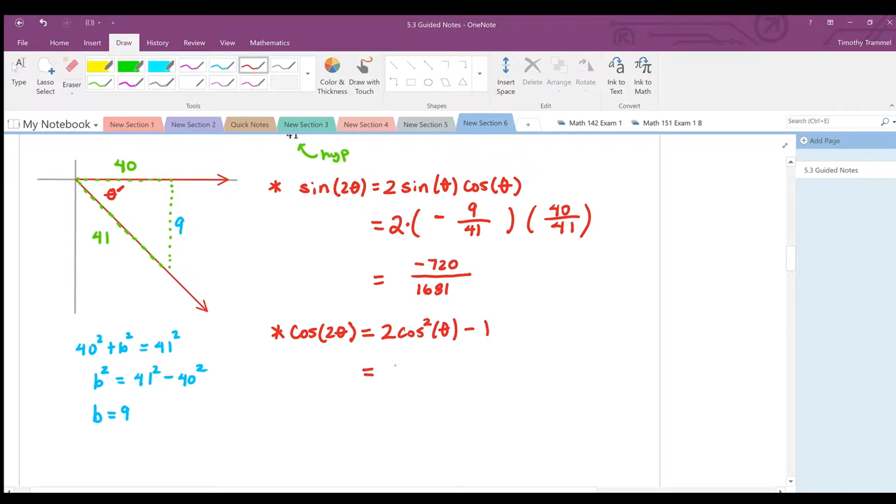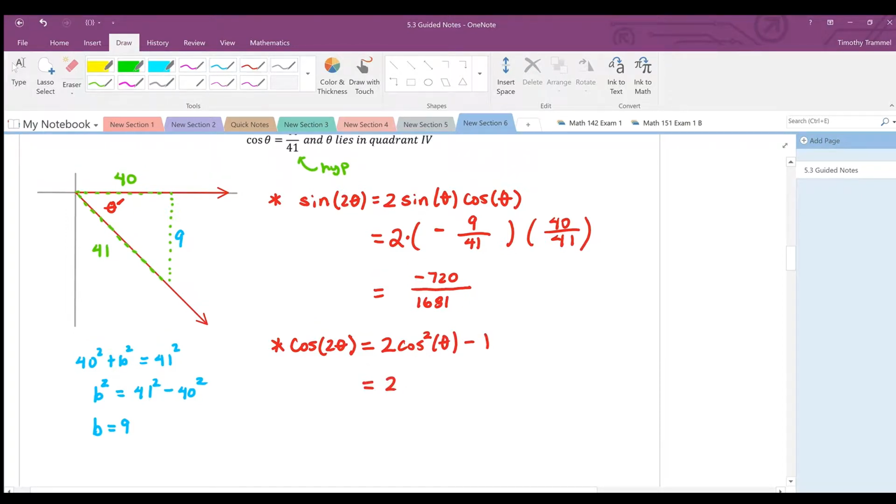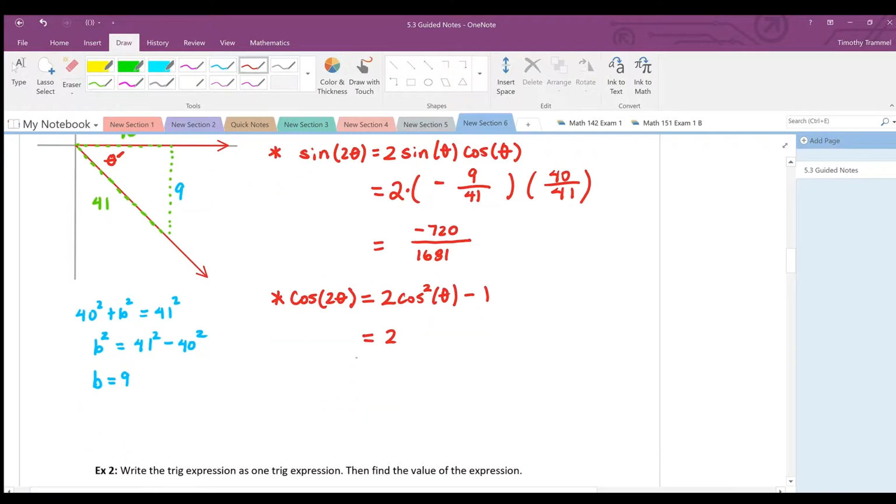Okay. Well, we already know that cosine of theta is equal to 40 over 41. So I'll put 40 over 41. And since it's cosine squared, I'm going to square that. And if we get a common denominator and subtract these, or use the math frac button on our calculator, we'll see that this thing here turns into 1,519 all over 1,681.